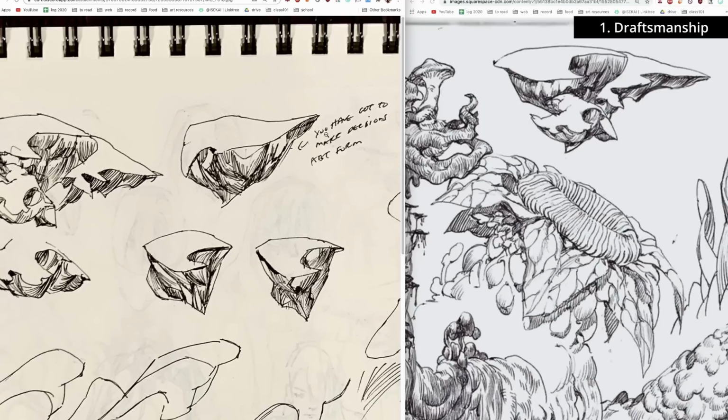And so here I made a note to myself. You have got to make decisions about form, because I tried to apply what I learned here to a new rock that I made, and I was just flailing because I was kind of just messing around and not really understanding what she was doing here.